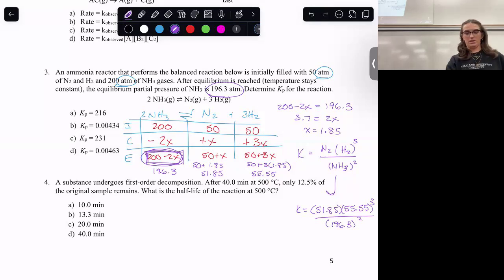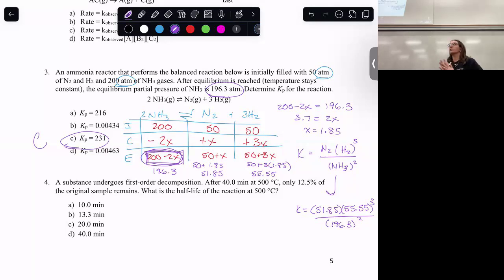And we should get C for KP. What questions do we have on 3 still? Does that make sense, how we solve that? Does that help your question? Great. Okay, what else?